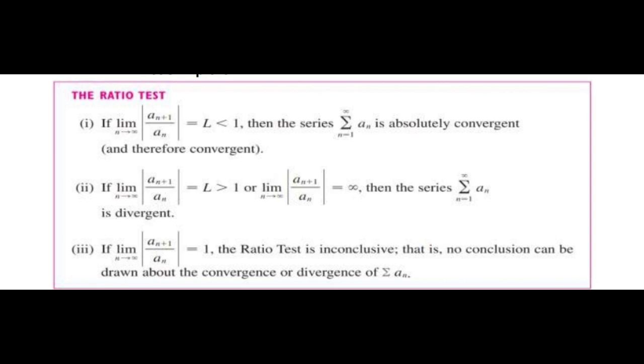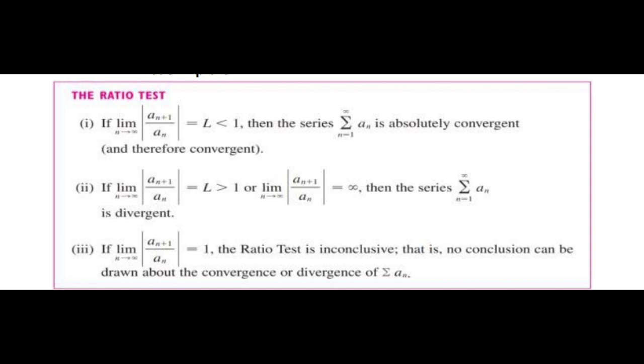Second, if the limit as n approaches infinity of the absolute value of a sub n plus 1 over a sub n equals L greater than 1, or the limit as n approaches infinity of |a sub n plus 1 over a sub n| equals infinity, the series summation of a sub n, where n is equal to 1, is divergent.